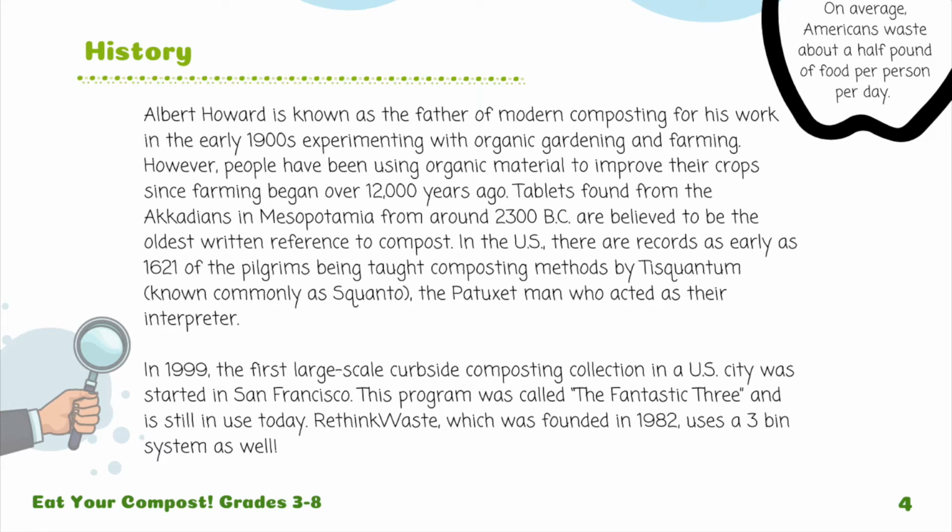In the U.S., there are records as early as 1621 of the Pilgrims being taught composting methods by Tisquantum, known commonly as Squanto, the Patuxet man who acted as their interpreter. In 1999, the first large-scale curbside composting collection in a U.S. city was started in San Francisco. This program was called the Fantastic Three and is still in use today. RethinkWaste, which was founded in 1982, uses a 3-bin system as well.